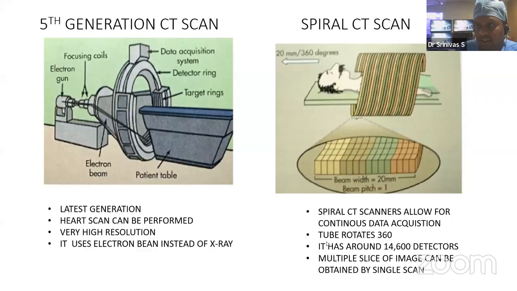The extension of fifth generation CT scan is the spiral CT scan, which allows for continuous data acquisition, and the tube rotates at 360 degrees. It had 14,600 detectors, and with a single scan we could get many multiple slices.